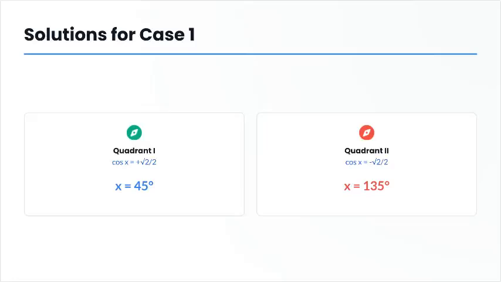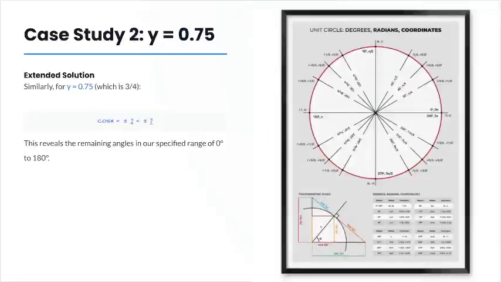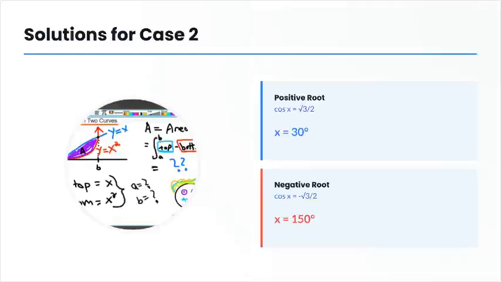Case study 2 is y equals 0.75 or 3/4. This means cos x equals plus or minus square root 3/4, or plus or minus square root 3 halves. This will reveal the remaining angles within our specified range. For the positive root, cos x equals square root 3 halves, which results in x equals 30 degrees. For the negative root, cos x equals minus square root 3 halves, resulting in x equals 150 degrees.